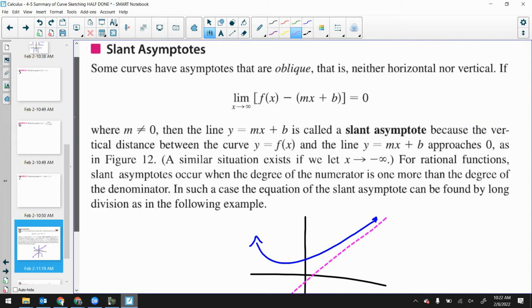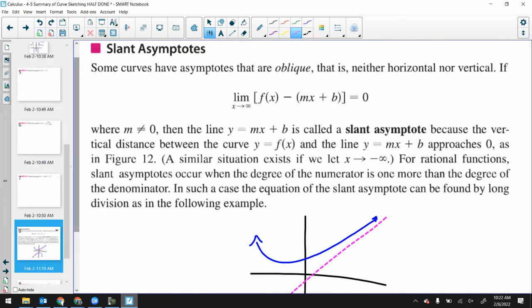So here's what we do. Some curves have asymptotes that are oblique or slant asymptotes, that is, neither horizontal nor vertical. So basically we're saying the limit as x goes to infinity, as I make x get really, really big, the difference between the function and some line, mx plus b, is going to become negligible.